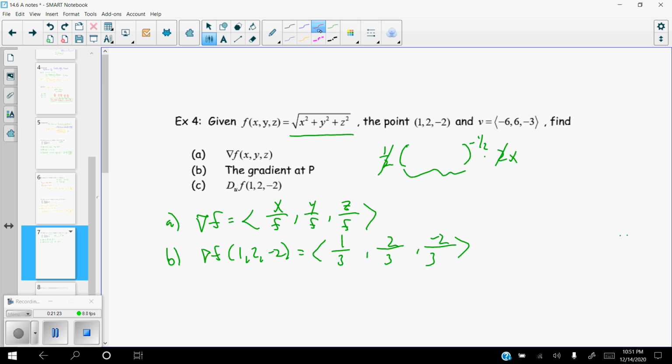Now this vector over here, vector v, does not look like it's a unit vector. We need to create a unit vector. So let's see, what's the magnitude of v going to be? 6 squared is 36, another 36 is 72, and 9 is 81. So the square root of 81 is 9. That's really nice. So the magnitude is going to be 9, which means that my unit vector is going to be negative 6 over 9, or negative 2/3, positive 2/3, and negative 1/3.